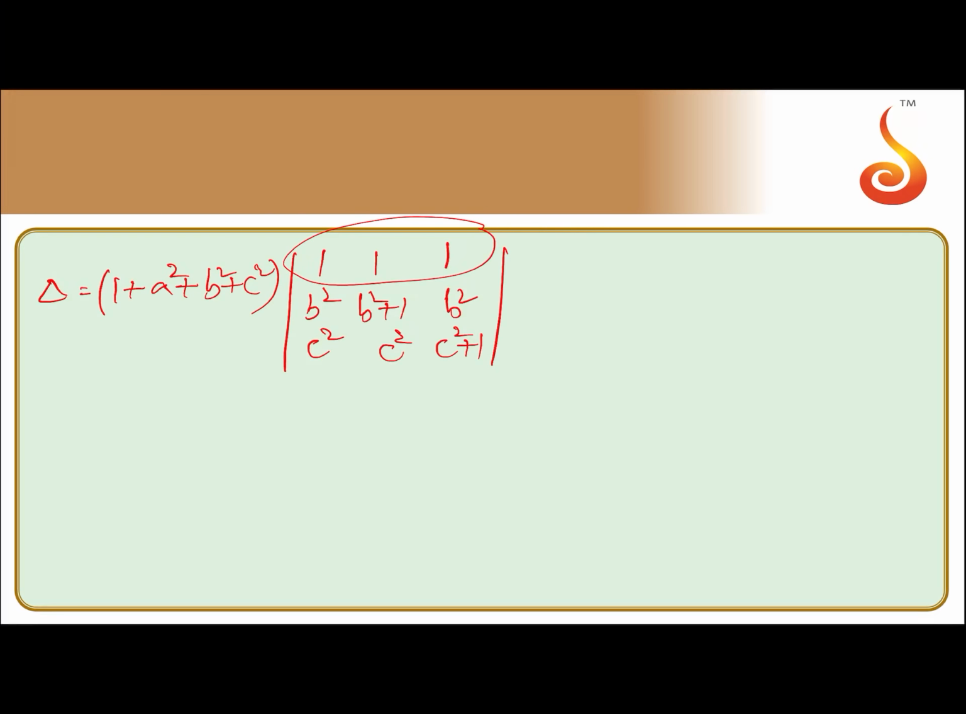We have now got the first row elements as 1, 1, 1. As I told you in the last problem, if you have this, you can directly apply by changing the second column and third column elements, by subtracting first column elements from the second column and first column elements from the third column.